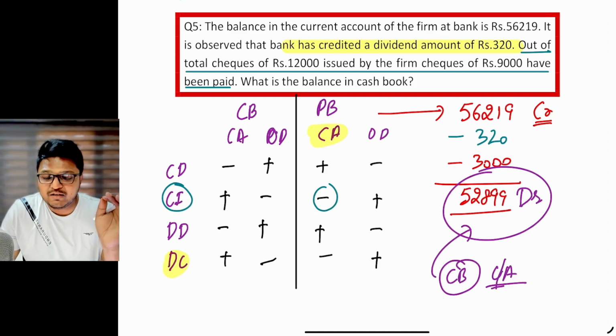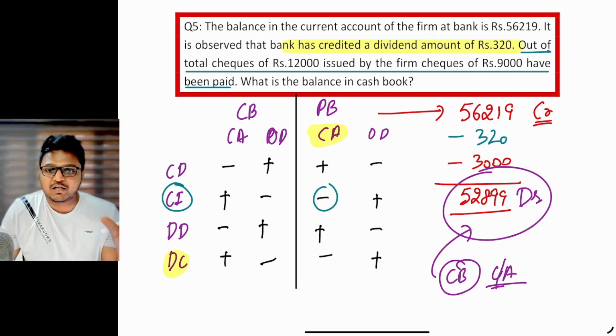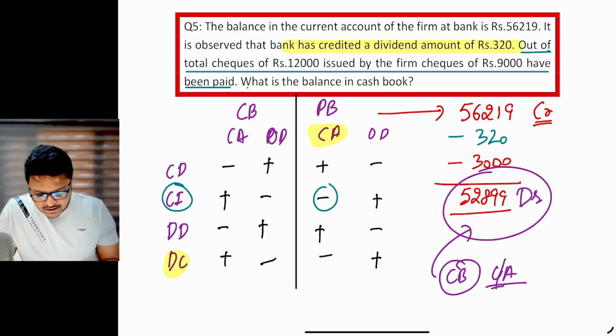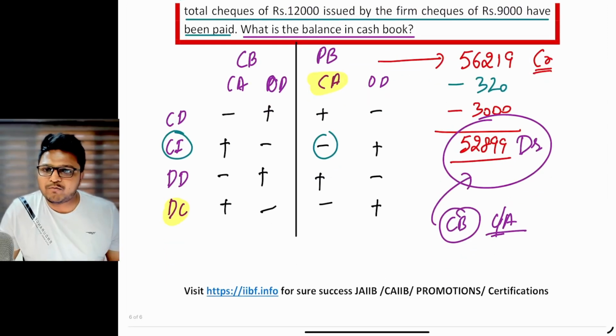So it may even be complex, because sometimes the options are given like 52899 debit, 52899 credit. Now you need to rethink what it will be, debit or credit. Now just think that we are talking about the current account, right? And when we are talking about the current account in the cash book, it will have a debit balance, right? So stick with the basics over there. So that will be all related to this video.